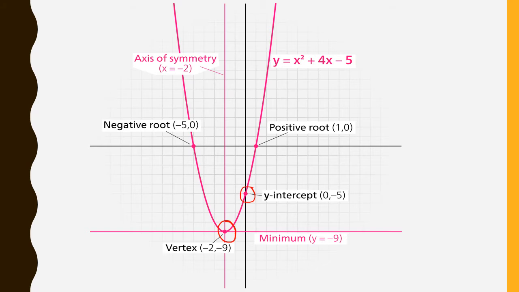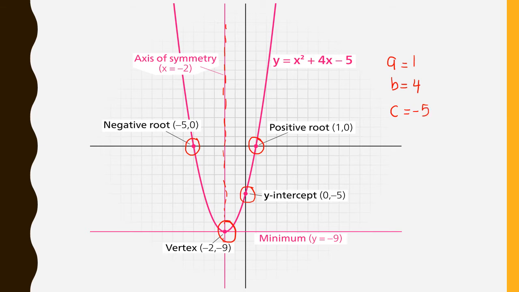It has x-intercepts of 1 and -5. And we have the axis of symmetry right here, which is the line that divides the parabola into two equal parts and goes through the vertex. And this axis of symmetry has an equation of x equals -2. Now, the values of a, b, and c in this equation are 1, 4, and -5.